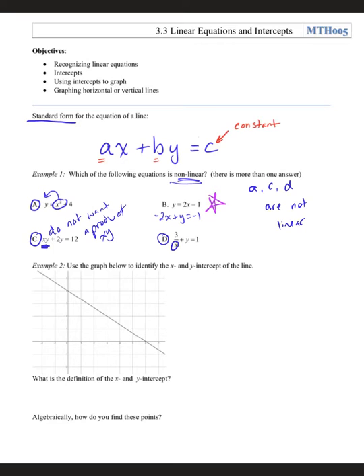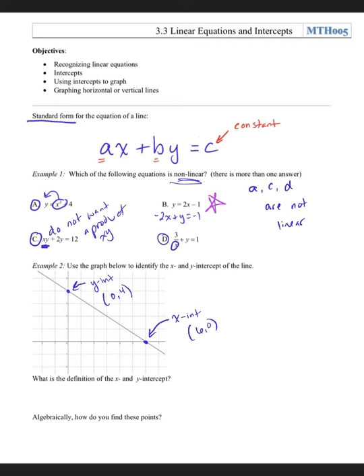Okay, moving forward. Example 2. Use the graph below to identify the x and y intercept of the line. Well, this down here is going to be our x-intercept. This is going to be our y. Now, it's kind of hard to see here, but you'll notice that this x-intercept, like we said, is right here. That is going to be the point. Our intercepts are always going to be points, and that's going to be the point 6, 0, over 6, up 0. This one up here is going to be our y-intercept, and that's going to be the coordinate 0, 4.